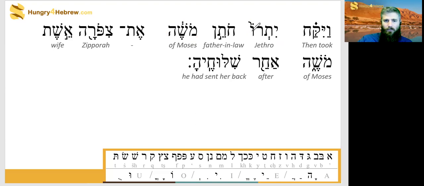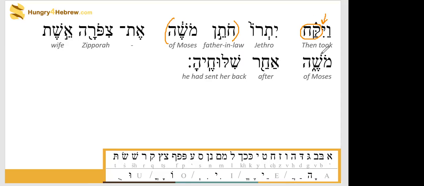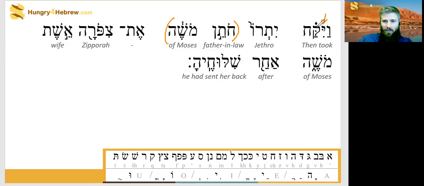Vayikach Yitro Choten Moshe, in case we forgot, et Tzipora Eshet Moshe Achar Shilucheha. All right, what is Vayikach? Well, it's a Vayiktol, and then yod, hey, root Lakach. Very good. The lamed is assimilated into the kuf. Vayilkach turns into Vayikach. And then he took, who did? Jethro, our subject. Jethro who?